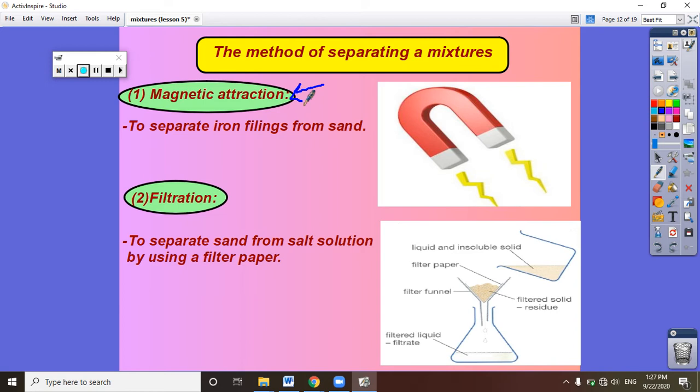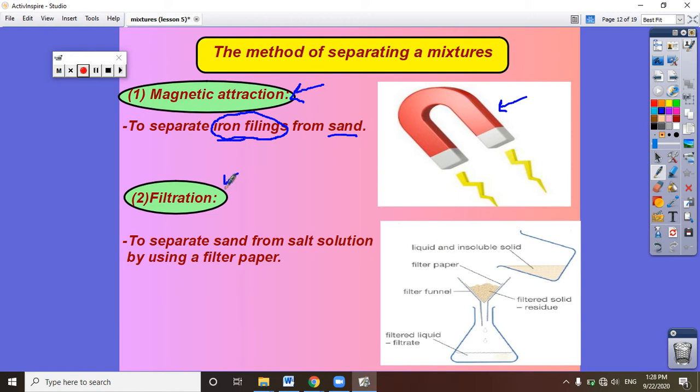Let's start with the methods. Number one is magnetic attraction. If I have a mixture of iron filings and sand, and I want to separate the iron filings from the sand, I will use a magnet. The magnet will attract the iron filings, so the iron filings are separated from the sand. So the first method to separate the mixture is magnetic attraction.